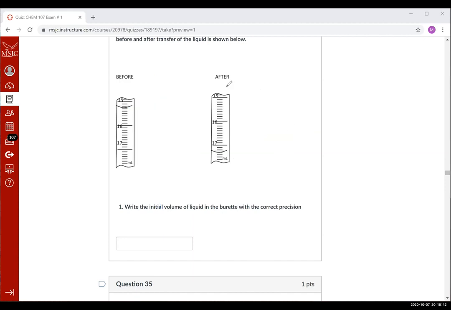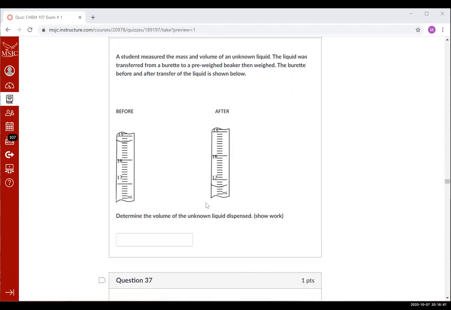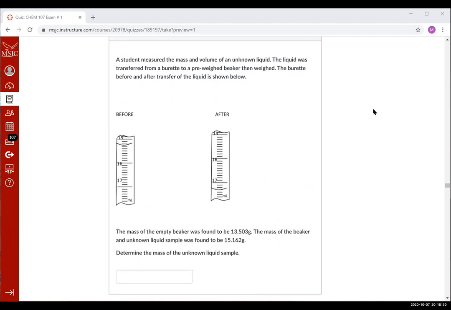So looking at the next part of this problem, we recorded the initial, final, and we figured out the volume of liquid. We're next given some mass data to work with. So we have our empty beaker, and the mass of this beaker was found to be 13.503 grams. If we placed our liquid sample in the beaker, the mass was found to be 15.162 grams. So then we can figure out the mass of the liquid via difference.